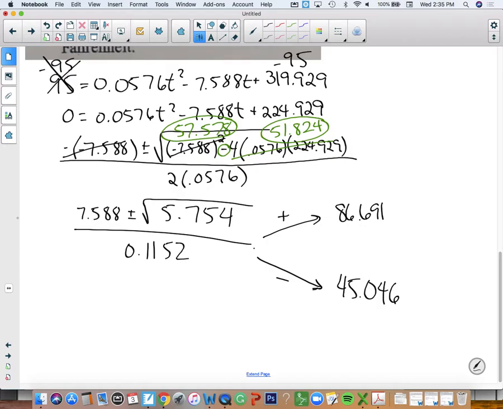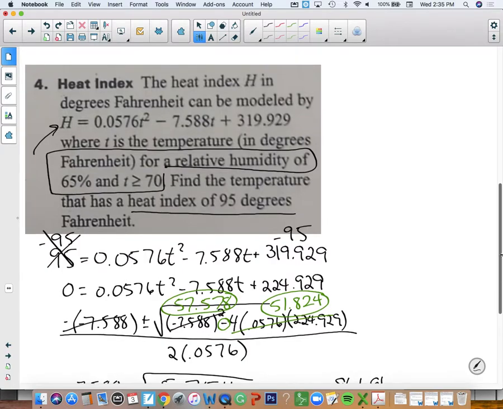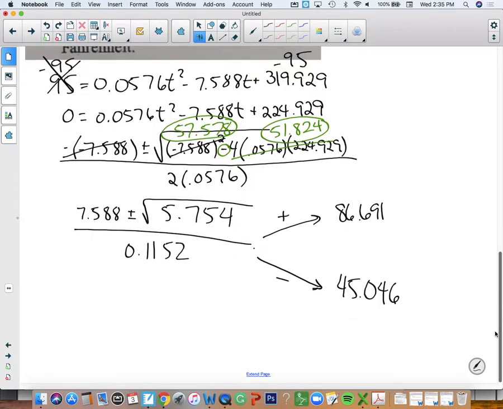Now, going back to that original problem here, you do need that fluff information, I suppose, for the last part of this problem. Okay, because what does this equation apply to? Right here is the piece. It applies to temperatures greater than or equal to 70. We're solving for our temperature when we have a heat index. The temperature that we have is 86.691.